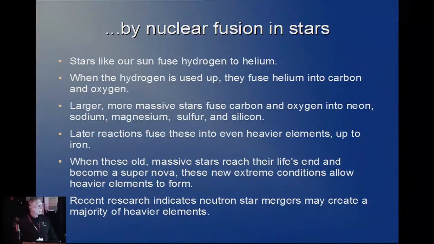So our sun will fuse hydrogen to helium. Once the hydrogen's used up, they'll fuse helium to carbon and oxygen. Larger, more massive stars will fuse heavier elements. And so fusion will go on up to about iron, and then there's just not enough energy. But you can have a supernova explosion, or perhaps some gamma rays, that do provide enough energy to form these even heavier elements. And then they're also thinking now that neutron stars, remember that's the end point of some of the larger stars, if they merge, can also produce enough energy to make these heavier elements.